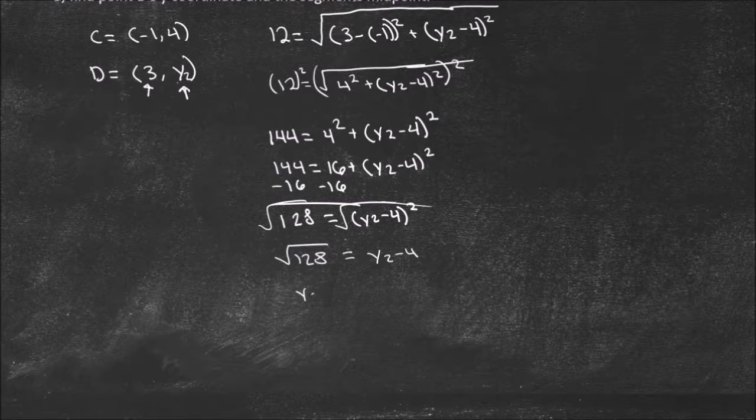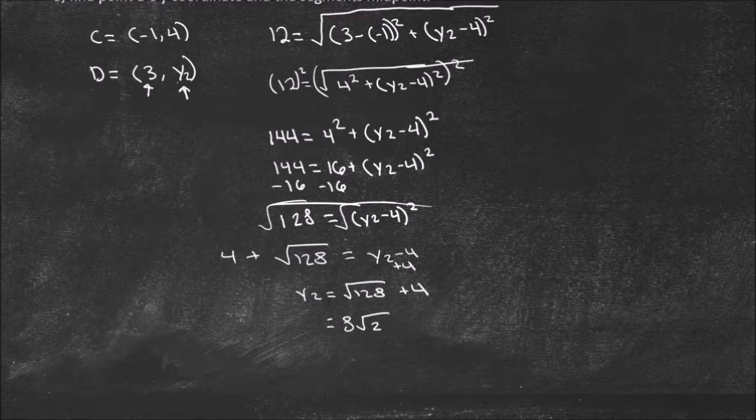So I'll get y2 equals the square root of 128 plus 4, because I add 4 to both sides. So 4 plus the square root of 128. So that is y2, that's the coordinate. And I could simplify that again. Remember, we just simplified the square root of 128 and we got 8 square root of 2. So I could do that again if I wanted to. So I could get 8 square root of 2 plus 4, and I'll leave it like that for now. So that is the coordinate of y2.